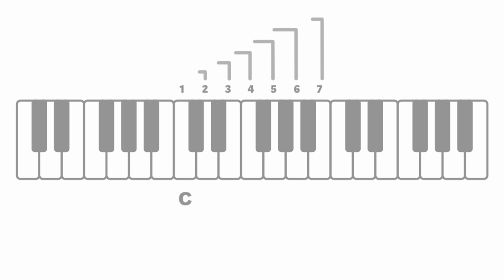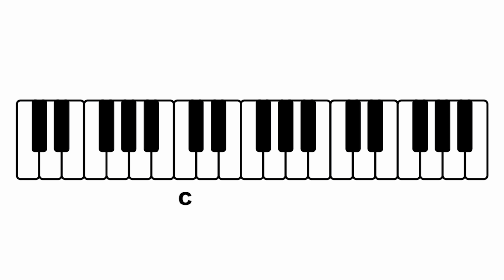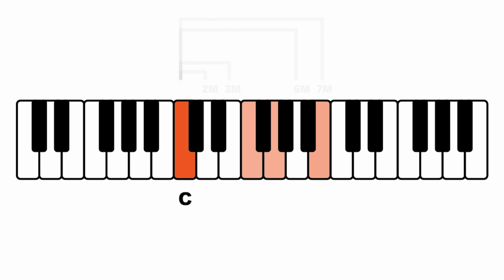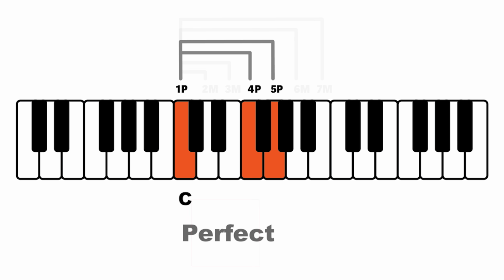Let's wrap this up with a quick summary. When we say C's third note, we usually mean a major third by default. C's second note means a major second. This pattern continues. Sixth means major sixth. Seventh means major seventh. The fourth and fifth are special. These are called perfect intervals, written with a P. The rules are different here. But for now, just think of perfect as a label, not a value judgment.